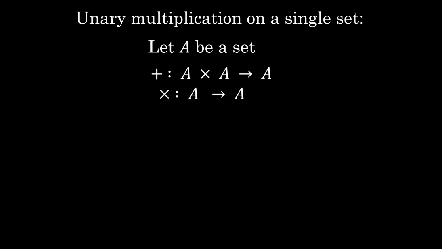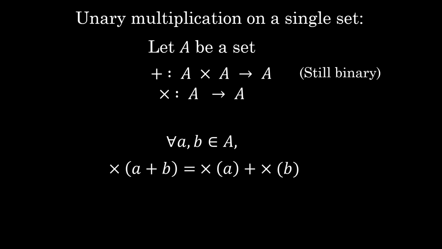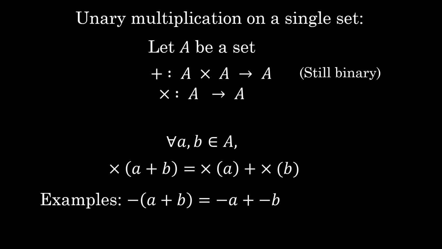So let's define the unary multiplication on a single set. If we have a set A with two operations, one binary and the other unary, we can call them addition and multiplication if the following condition holds. So the product of the sum of two elements is the sum of the products of each element. Let's note, for example, that the function that returns the opposite of a number would be a unary multiplication under this convention, and so is the cross product in R2.